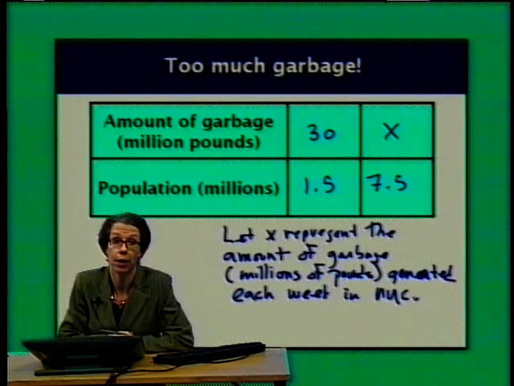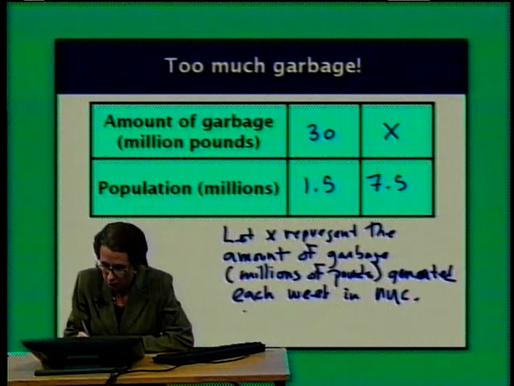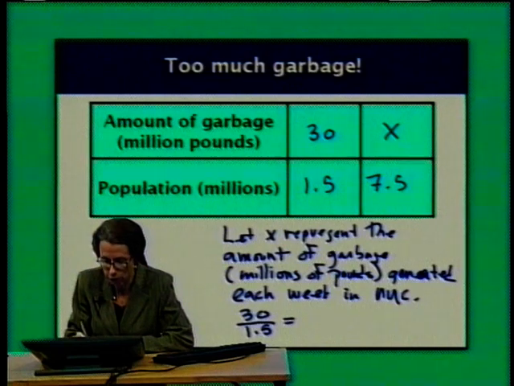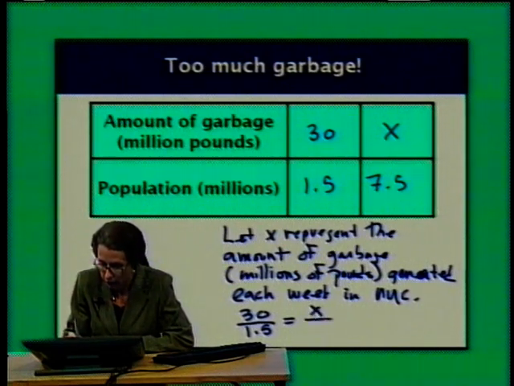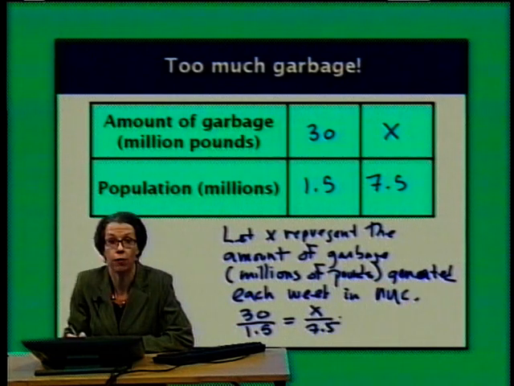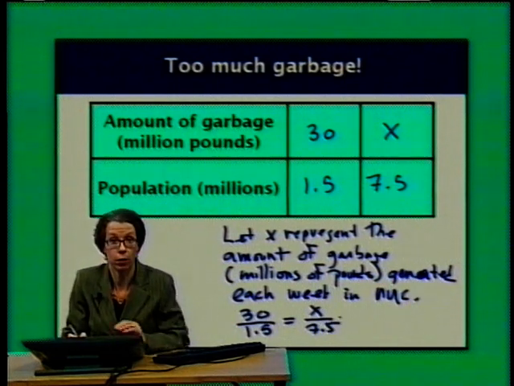Now I can compare garbage to people, I can compare two rates, or I can compare garbage to garbage, population to population. I think this time I'll equate two rates. So I have 30 is to 1.5, so the number of pounds of garbage per person, as X is to 7.5. Now let's solve this proportion.